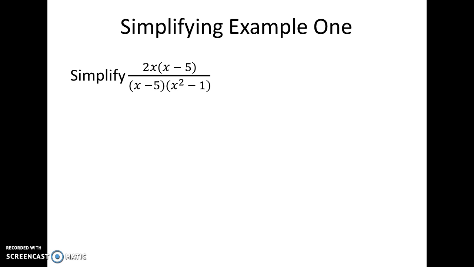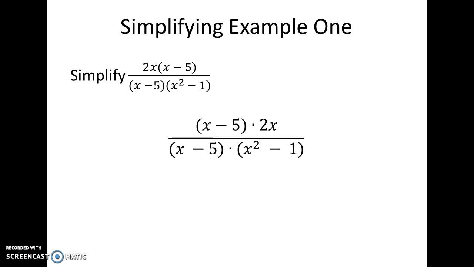If you notice, the x minus 5 is in the top and the bottom, so it's in the numerator and the denominator. We can rearrange it if you like, right? Because multiplication is commutative. So I'm going to put the x minus 5 first and clearly see that x minus 5 term will cancel out of the numerator and denominator. So I'm left with 2x over x squared minus 1.